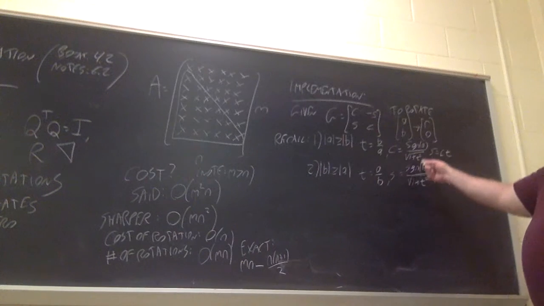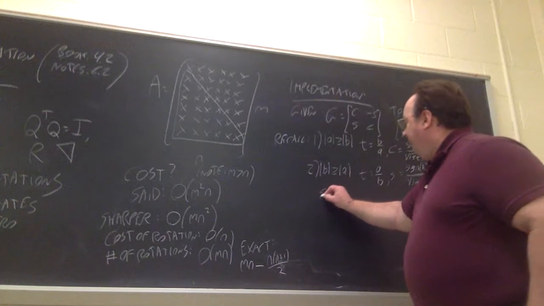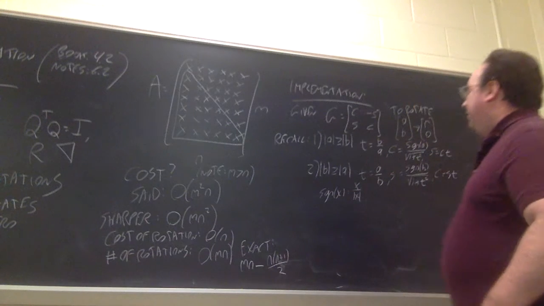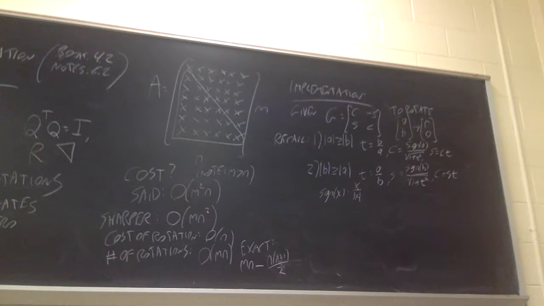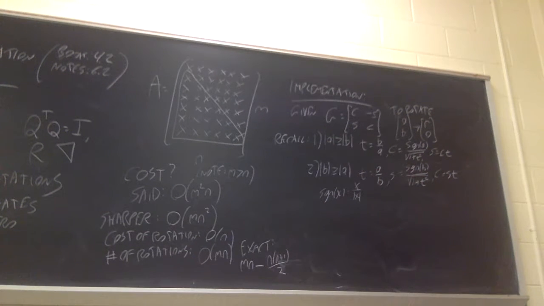Where sign of A, sign of B, sign is 1 if it's positive, minus 1 if it's negative. So sign of x is just x over the absolute value of x, is how it's defined. Not defined when x is 0, but that's not going to happen in this case because we're always dealing with the larger of the two.